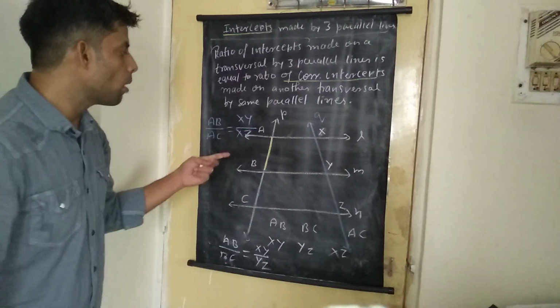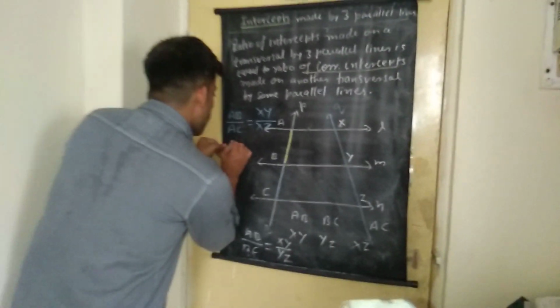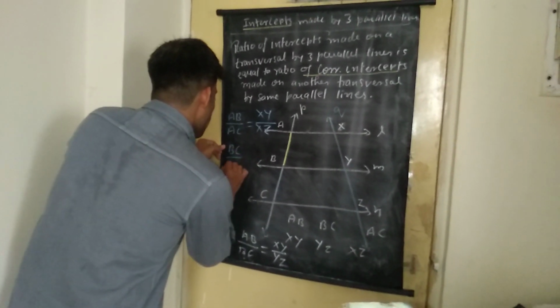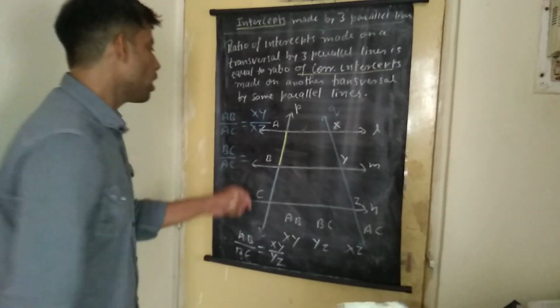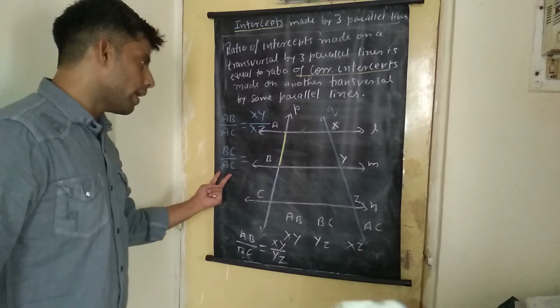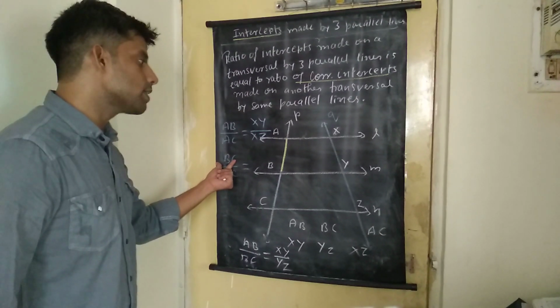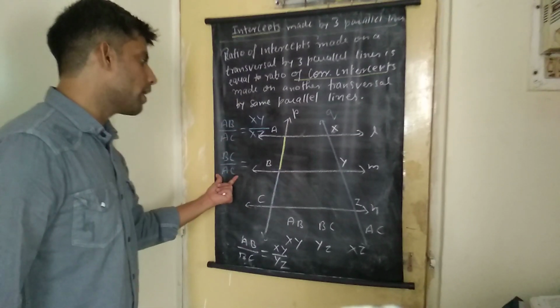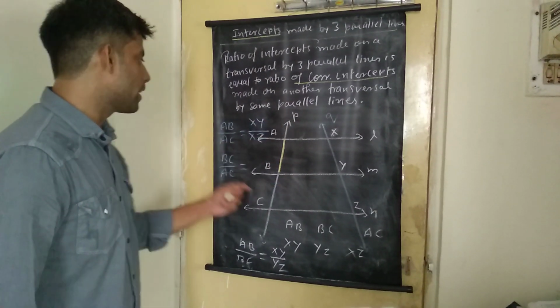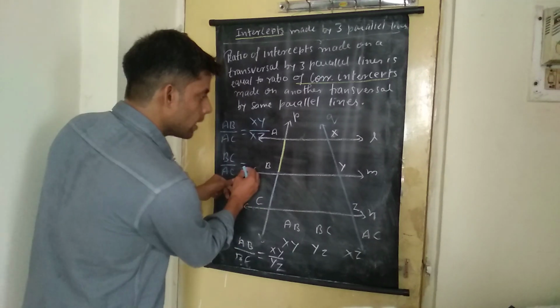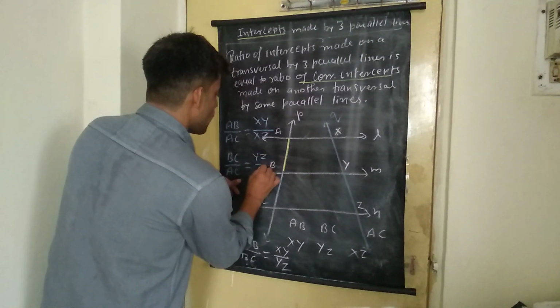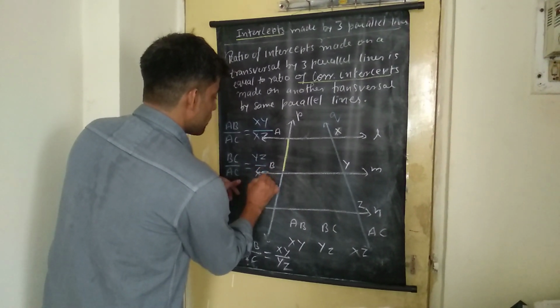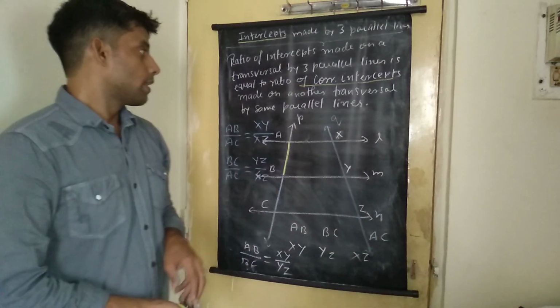Let me have one more pair for you. If I ask what BC upon AC will be, the corresponding intercept of BC is YZ, and the corresponding intercept of AC is XZ. So BC upon AC will be equal to YZ upon XZ. Thank you very much students.